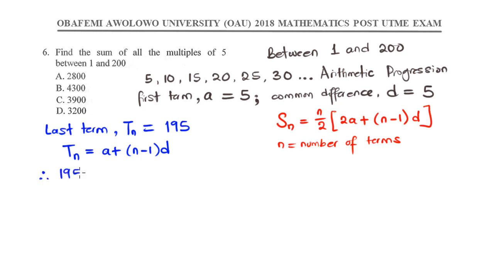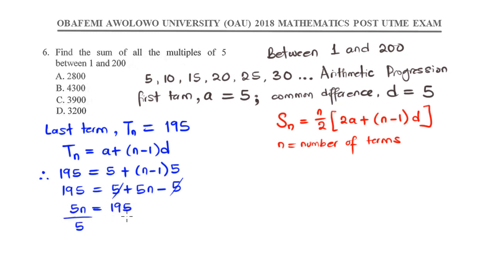So 195 is going to be equal to 5 plus n minus 1. We are looking for n. We know our D is 5. So if you open that bracket, it will be 195 is equal to 5 plus 5 multiplied by n is 5n, minus 1 multiplied by 5 is minus 5. The 5s will cancel each other so that 5n is 195. And if we divide all through by 5, 5 into 19 is 3, 5 into 45 is 9. So n is going to be 39. Good. So now we have our number of terms, we also know our first term A, and we also know the common difference D.